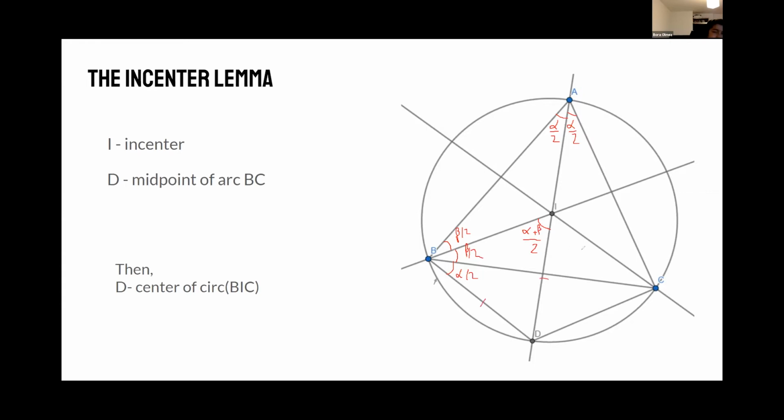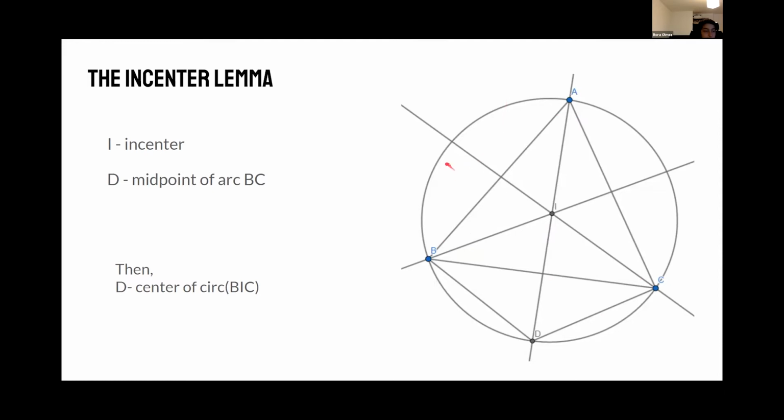Now with an analogous argument, we can conclude that this angle here equals this angle. They're both going to be alpha plus gamma over 2. Therefore, this is also equal to that. And therefore, D is the center of the circumcircle of BIC. This theorem will be very important for this problem, and all the points in the problem will revolve around this point D. So it's very important that you understand this.